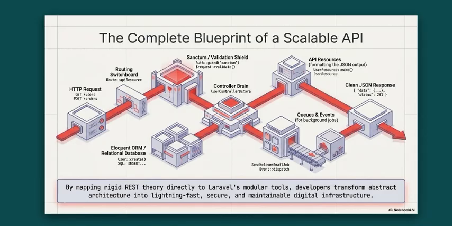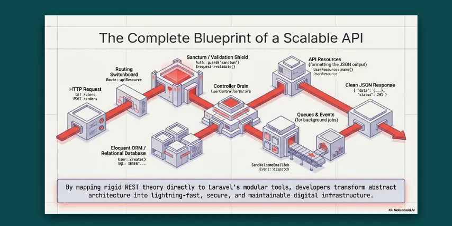Then, the validation shield inspects the JSON payload against strict arrays of rules, rejecting any malformed or malicious data with a 422 error. Only pure, verified requests survive the gauntlet. The surviving request moves into the center of the factory, reaching the controller.